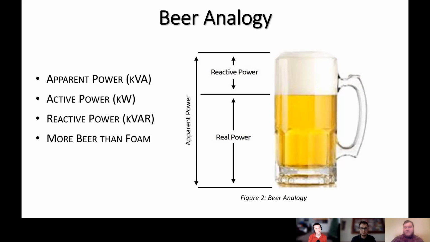But we get power factor by beer divided by capacity, or real power divided by apparent power. Low power factor means a lot more reactive power, and that means a lot more foam.